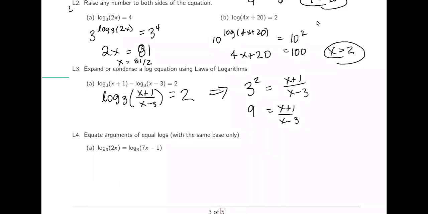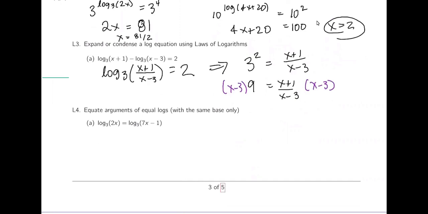Remember, we solve rational equations by multiplying by the common denominator. So what I'm going to do now to solve this rational equation is multiply this by x minus 3 on both sides. I will get 9 times x minus 3 is equal to x plus 1. We'll have to do a little bit more work to clean up this linear equation, but this is something that we should be familiar and comfortable with. Let's see, 9x minus 27 over here is equal to x plus 1.